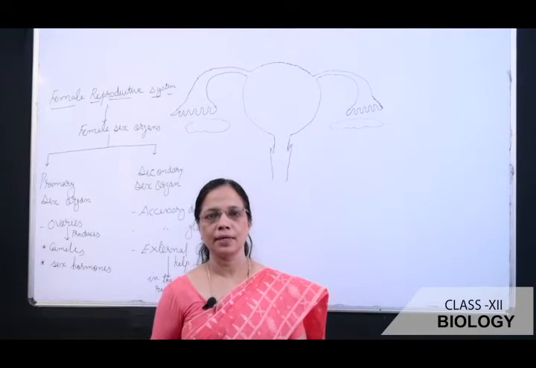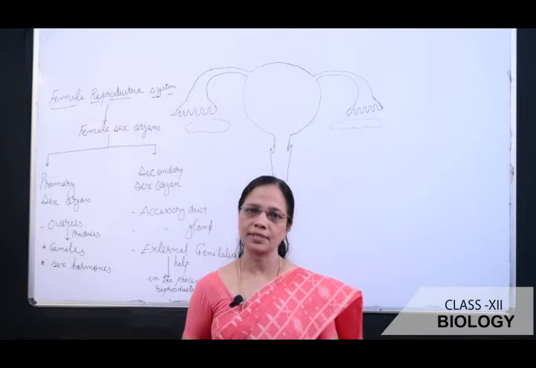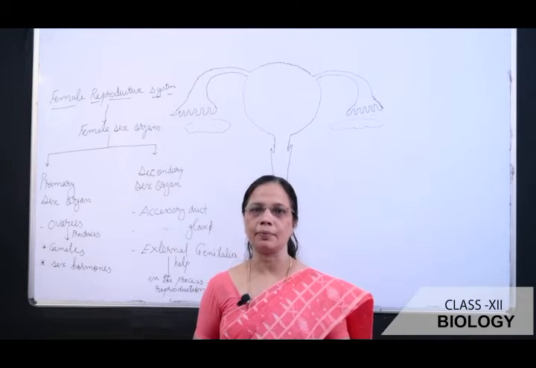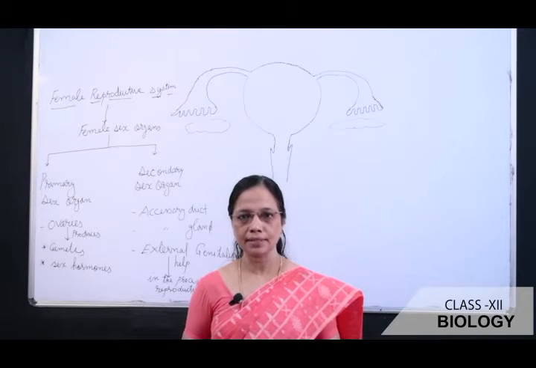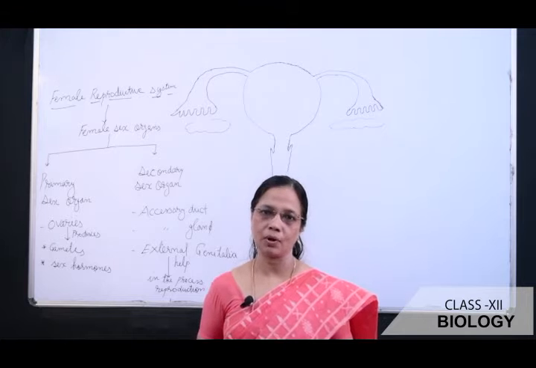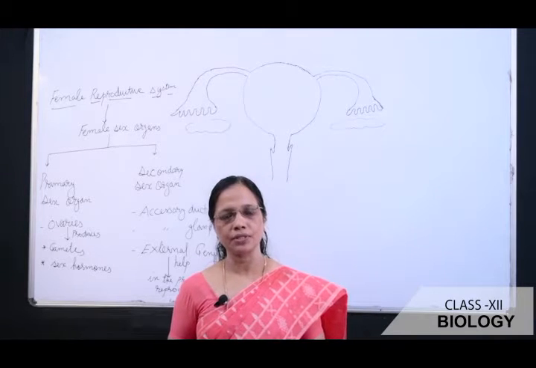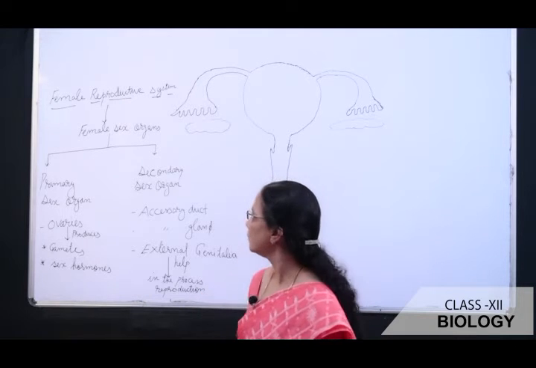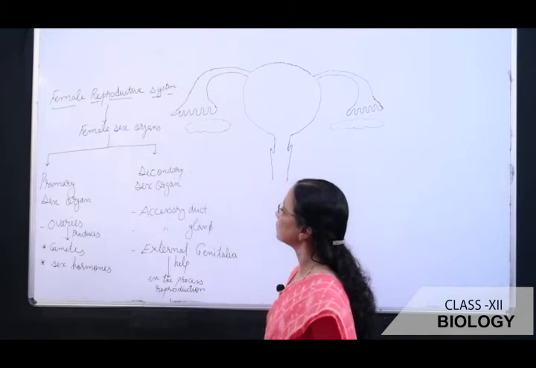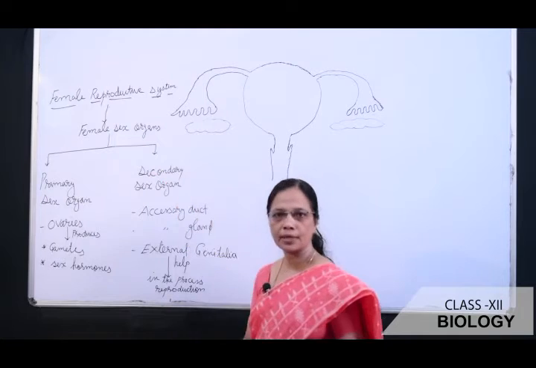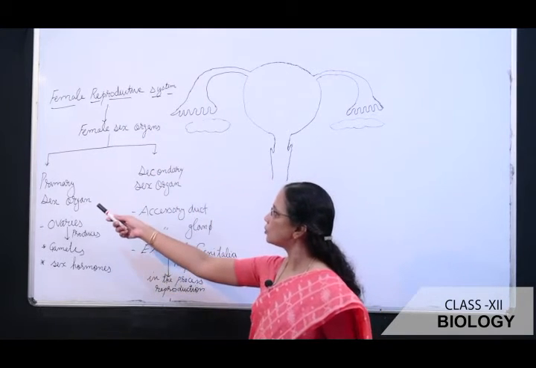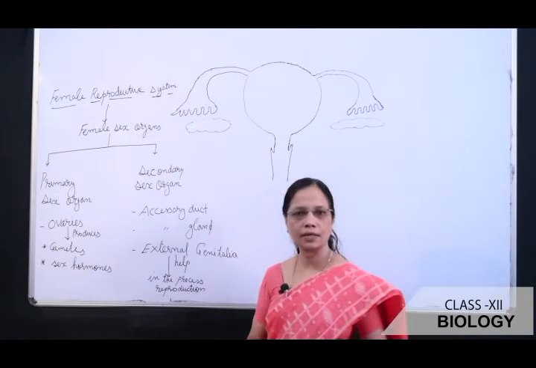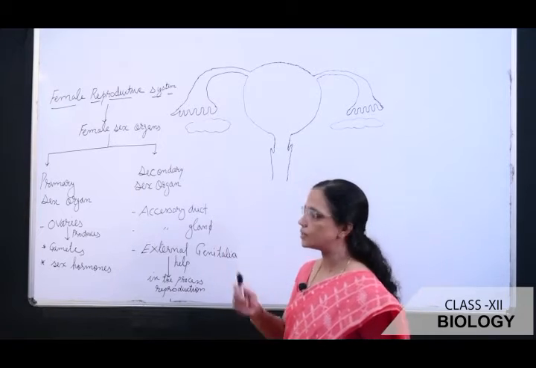Hello children, in the last class we have studied about the male reproductive system. In this class we are going to study about the female reproductive system. As we have studied in the male reproductive system, in the female reproductive system there is a female sex organ. It is again divided into two, that is primary sex organ and secondary sex organ.